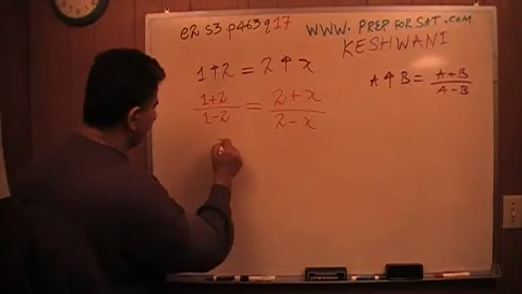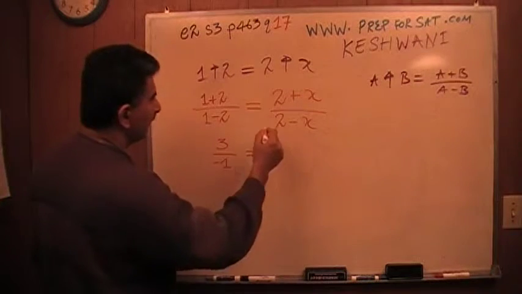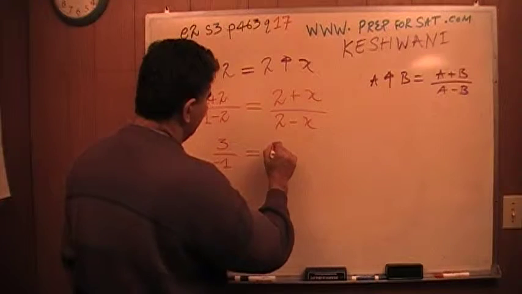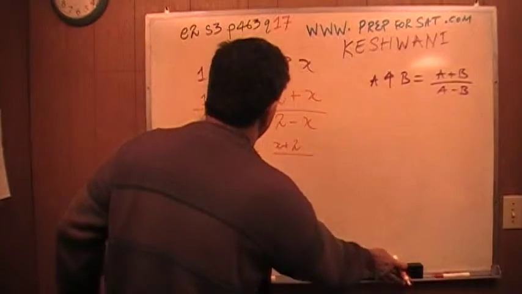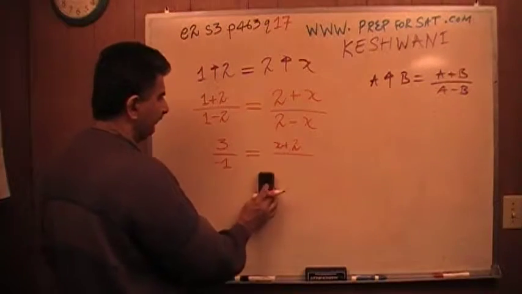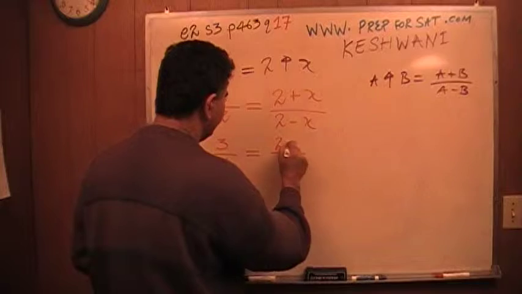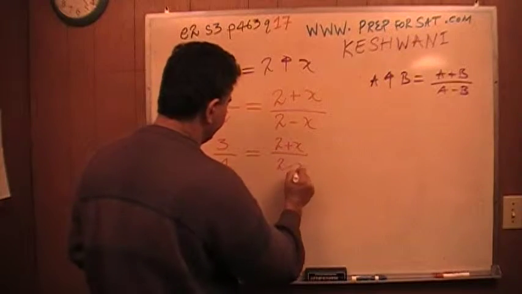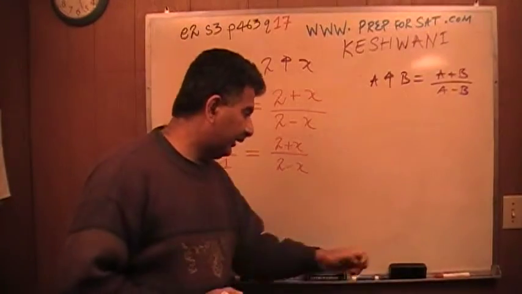So here we get 3 over -1, it seems like, and on this side we get x plus 2, and let's just leave it at 2 plus x, because on the bottom we have 2 minus x. Minus x. Now cross multiply. I hope you know how to cross multiply.